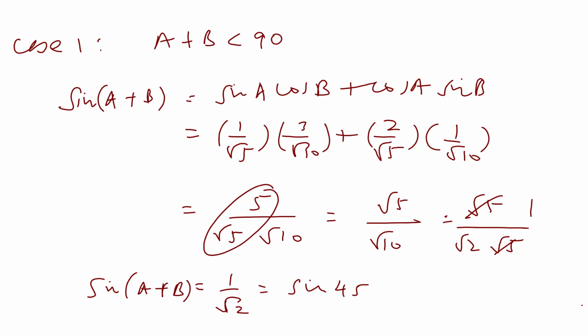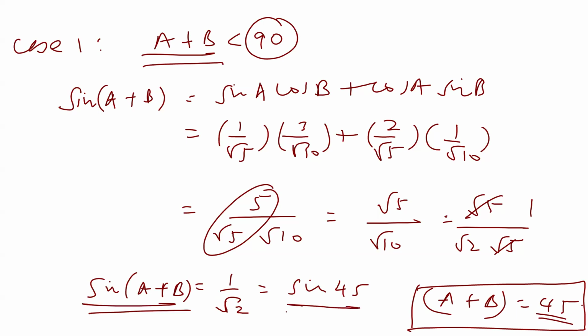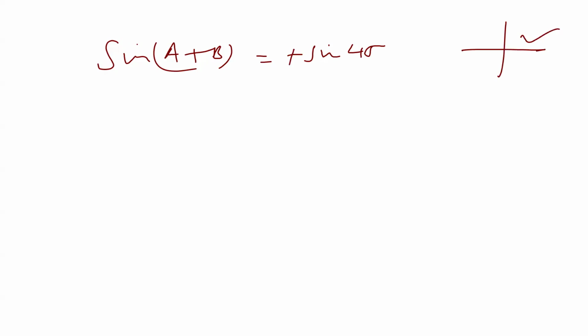So A plus B is 45. This was the solution for the first quadrant, where the total is less than 90. So the solution for the first quadrant is 45 degrees. Now sin B is sin 45. Sin 45 is positive. So the first quadrant solution is there.